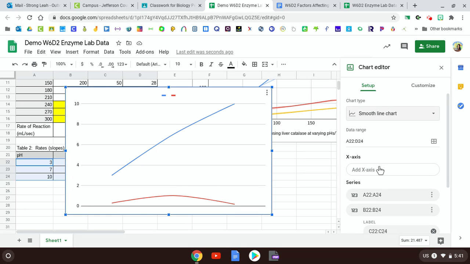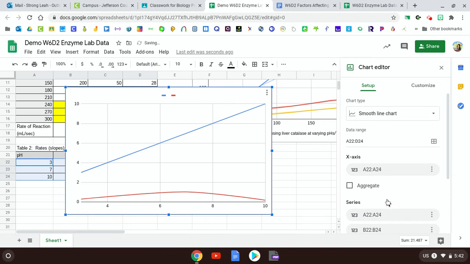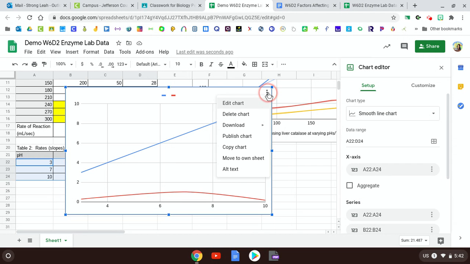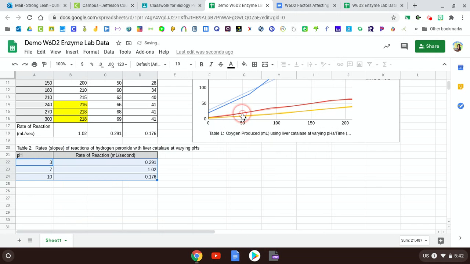So 22, 23, and 24, right, of A do not need to be there. So I made those no. Do I have those as my x-axis? No, this is not right at all. Let's restart. Delete chart. Okay.